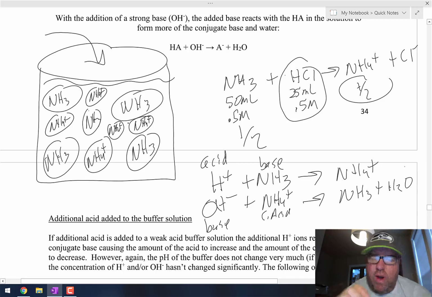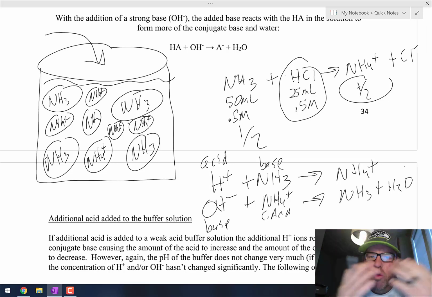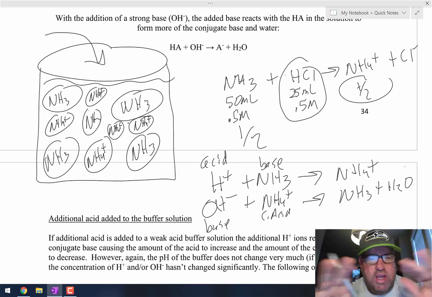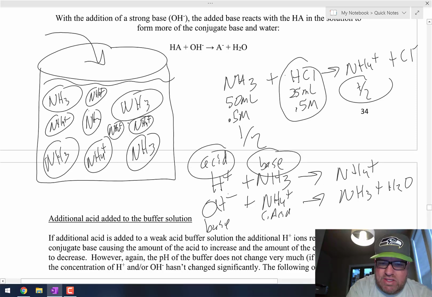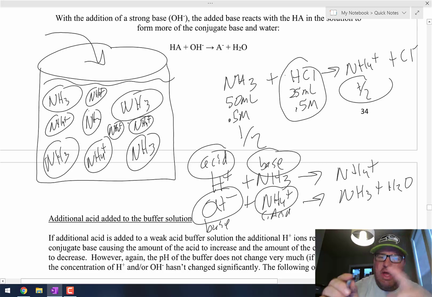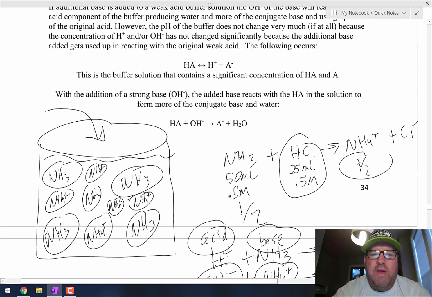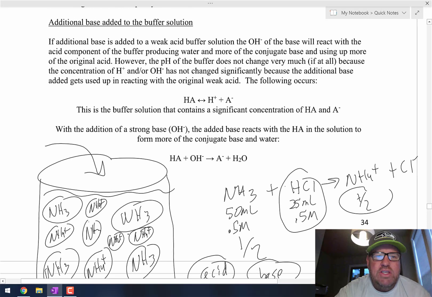So notice that whether you add some acid or some base to a buffer solution, the whole point is the pH isn't going to change very much, because the acid that you add reacts with the base, and the base that you add will react with the acid, until, again, you reach that buffer capacity. Okay, so let's go back through this top part up here.